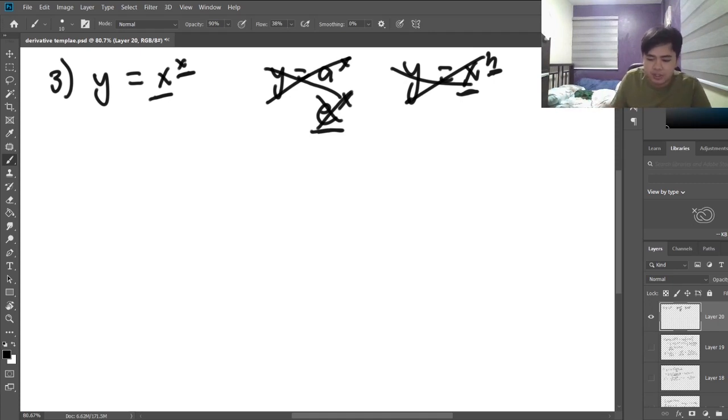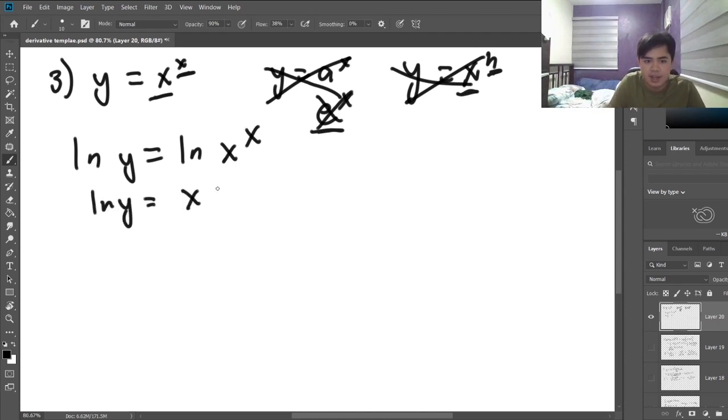But how do we solve this? If only there was a way we could bring down the power. That's right. We're going to use logarithms. But first, let's find the ln of both sides. So ln of y is equal to ln of x to the x. What we can do here is bring down the power, the x power, to the side. So we get ln of y is equal to x times ln x. And our lives just become easier with this.